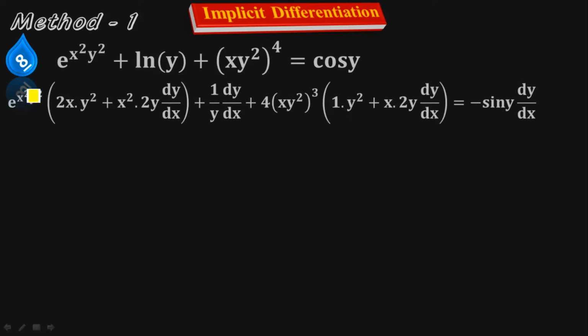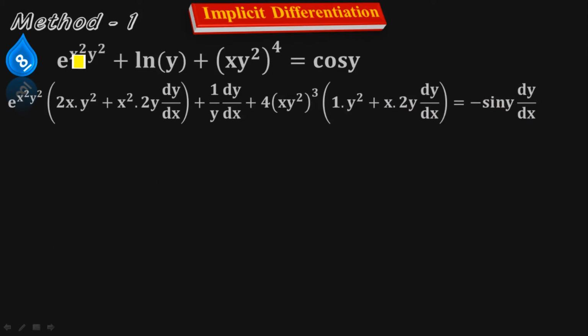e to the x squared times y squared, times 2x times y squared plus x squared times 2y times dy/dx, plus 1 over y times dy/dx, plus 4 times x times y squared to the whole cube, plus x times 2y times dy/dx, equals negative sine y times dy/dx.